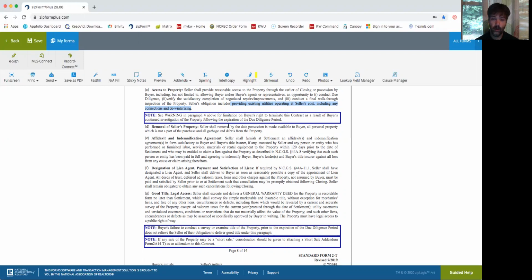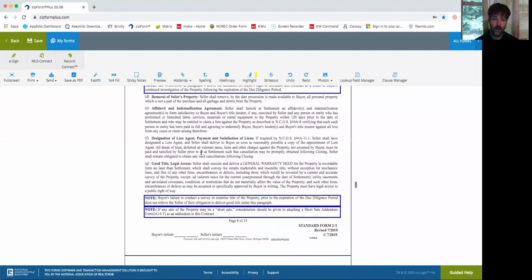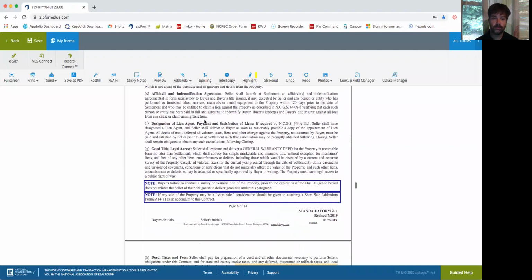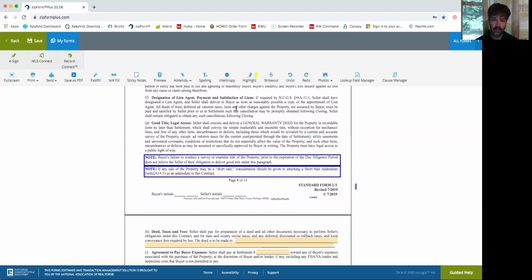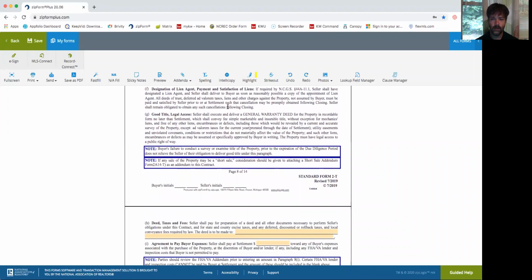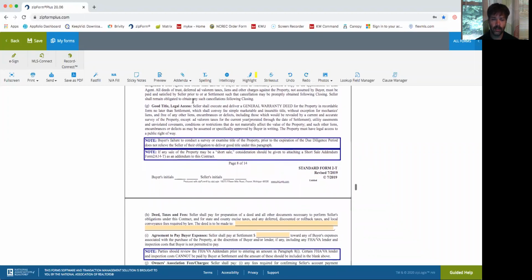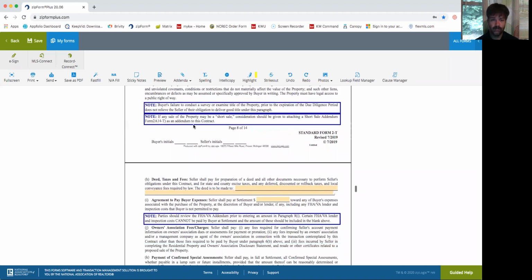The seller should remove all their property prior to closing. There is an affidavit and indemnity clause here. If there's a lien agent, if necessary, like if you're doing new construction, or if there's an issue where you need a lien agent, that's going to go there. Good title and legal access from the seller is needed.